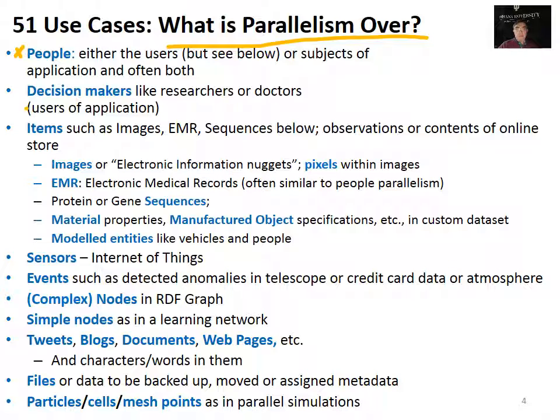We can do that parallelism over the subject of the problem, or when you're analyzing people's tweets, or by the people using the application. Then on a huge number, essentially they're studying things like images, electronic medical records, gene sequences, material properties, specification of manufactured objects, and also modeled entities like vehicles and people in grand-scale simulations. These items are actually parallelized in several different applications.